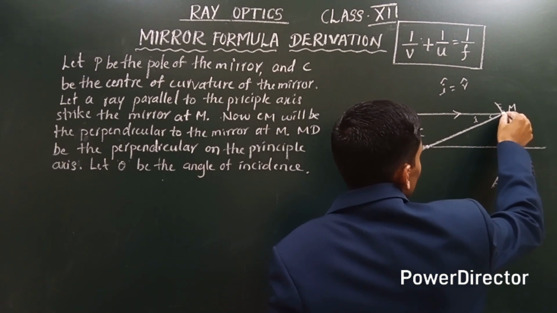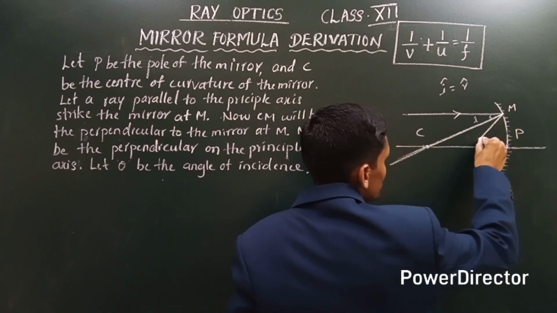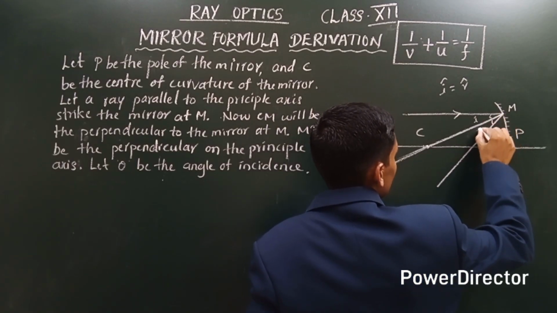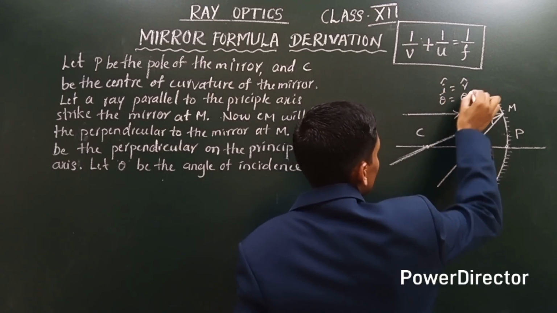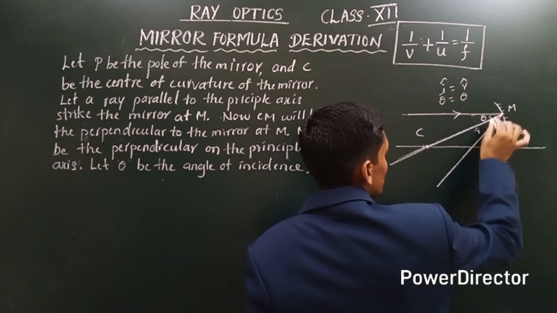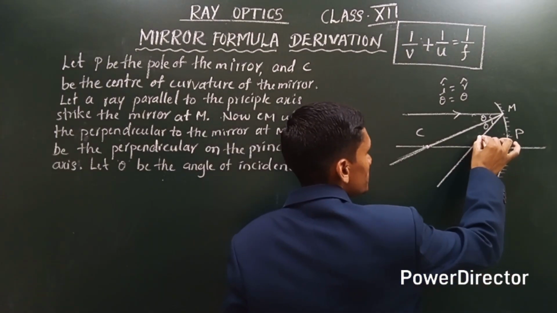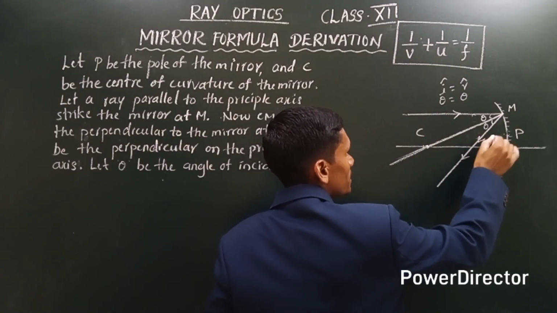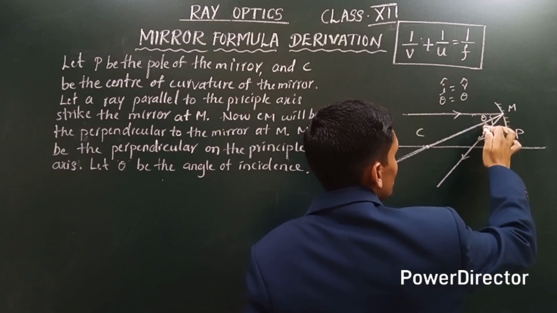This ray after reflection makes the same angle and is reflected back. Both angles are equal. This is angle R, this is angle I. Now if angle I is theta, then angle R will also be theta. You have to show the direction of the incident and reflected rays of light like this. This is the reflected ray. Here theta, here also theta.